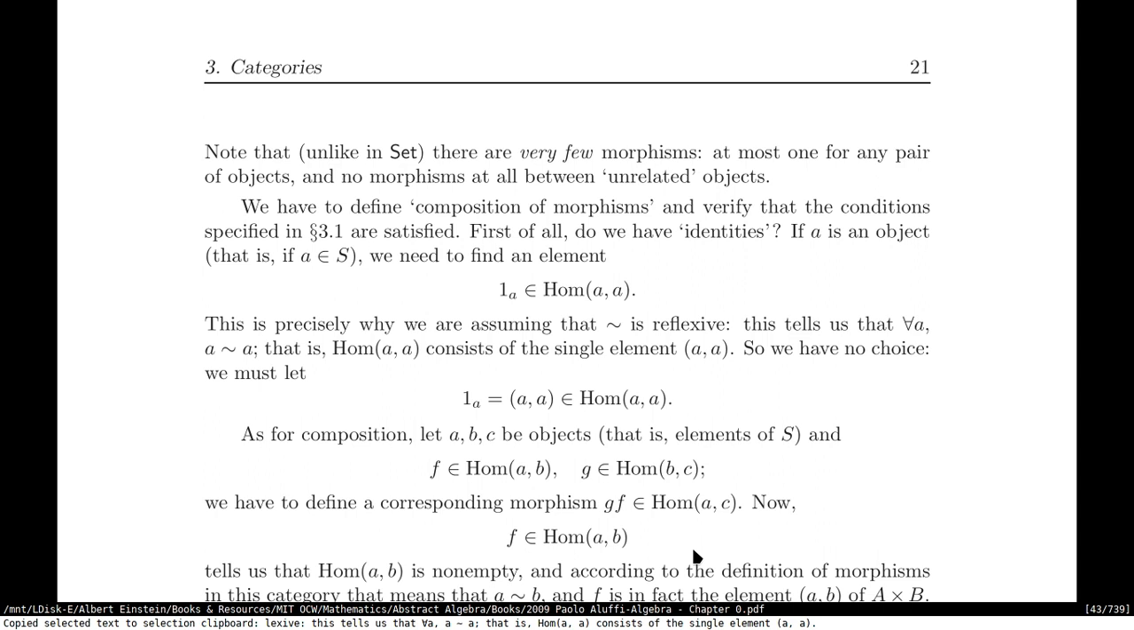Now for composition, you're going to take three objects, the elements of S. Then you have two morphisms between these objects. So F goes from A to B, G goes from B to C, and then you compose them according to composition. The composite GF now goes from A to C, right?